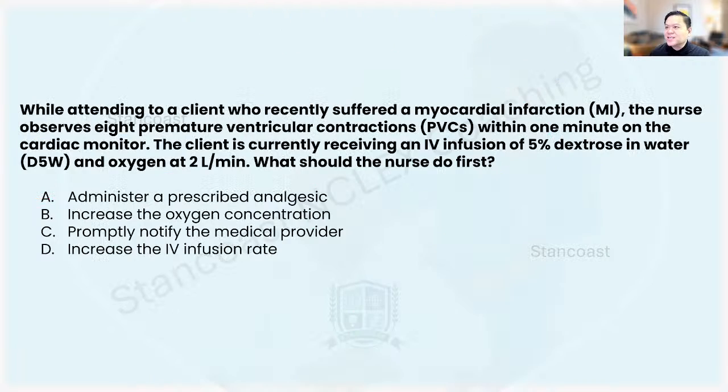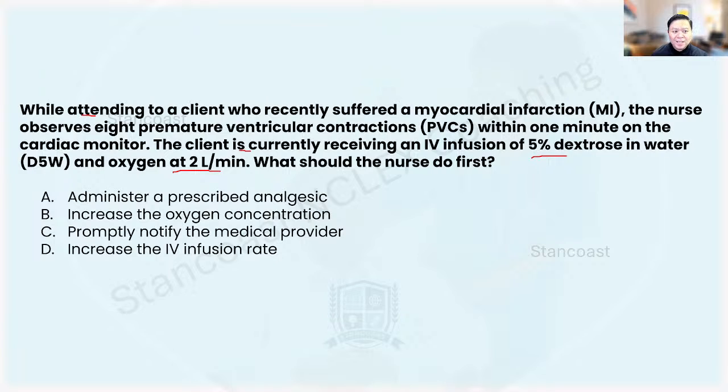Now, moving on to the next. While attending to a client who recently suffered a myocardial infarction, the nurse observes 8 premature ventricular contractions within 1 minute on the cardiac monitor. The client is currently receiving an IV infusion of 5% dextrose in water and oxygen of 2 liters per minute. What should you do first?